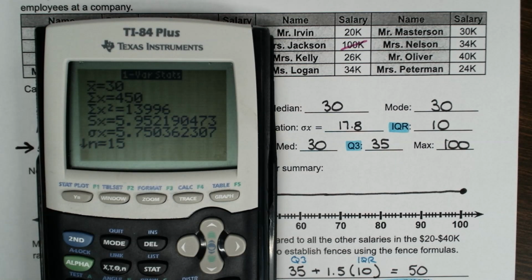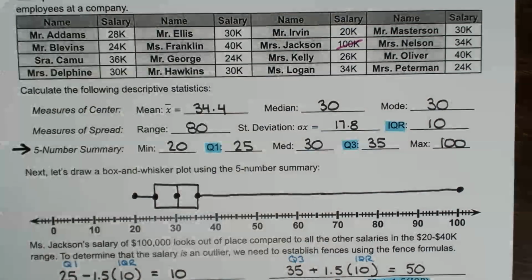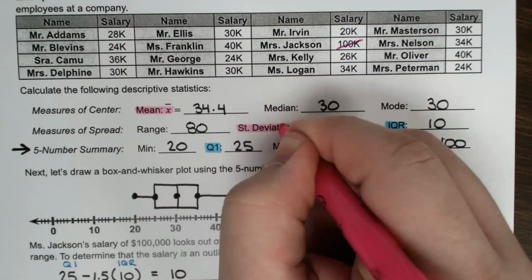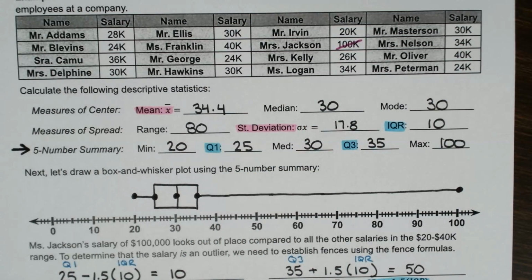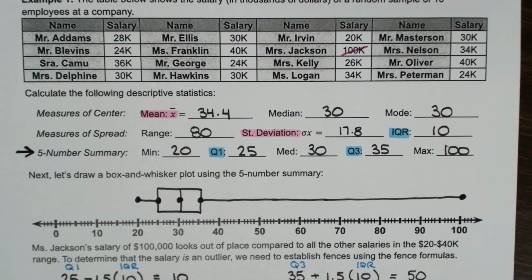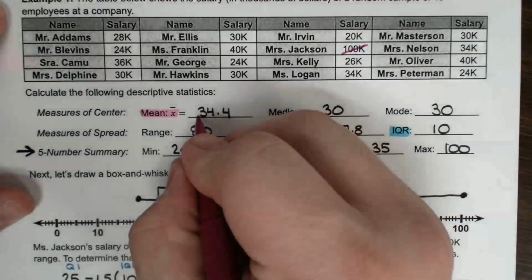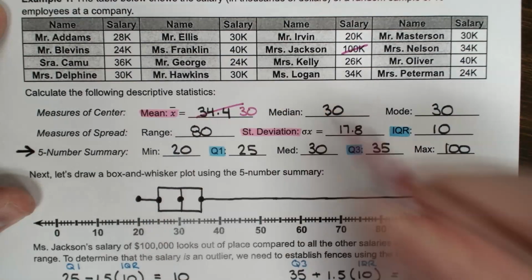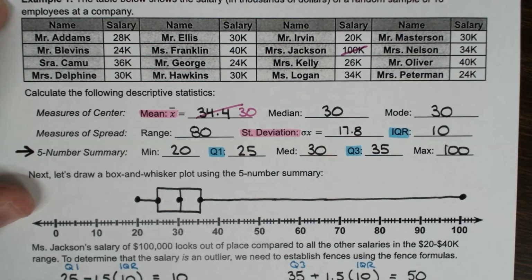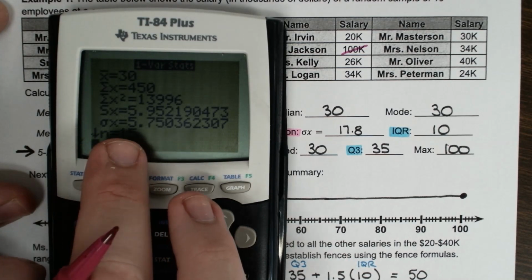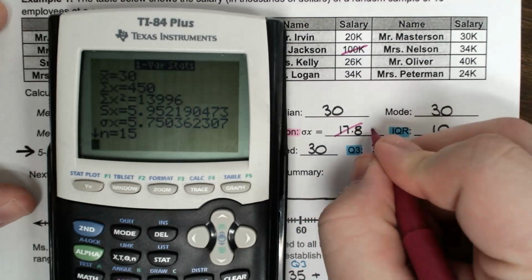There's two really important changes I want to focus on. Those two really important changes are the mean and the standard deviation. The mean used to be an average of around $34.4 thousand a year. Well, now deleting that 100 chopped it down to just 30. I'm going to cross it out and write 30. And then if I look down here at the standard deviation, it's 5.8. I'm going to cross out 17.8 and write 5.8.